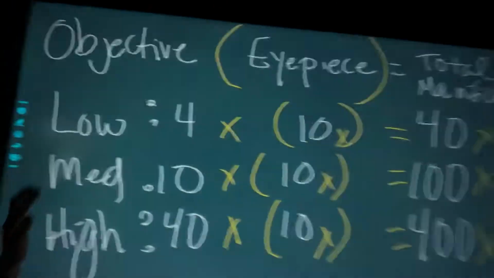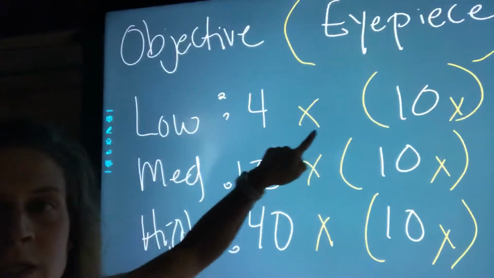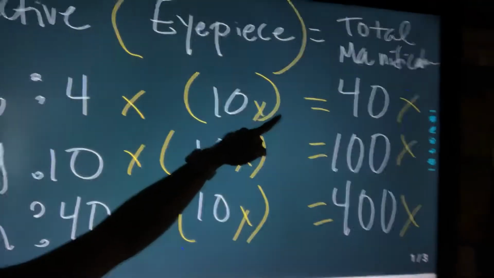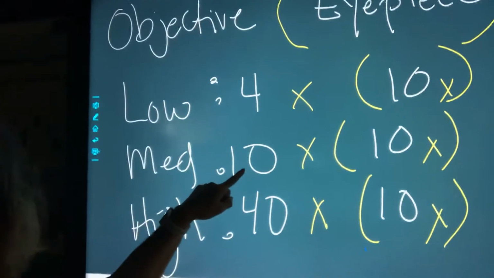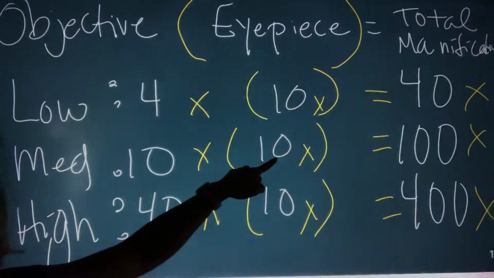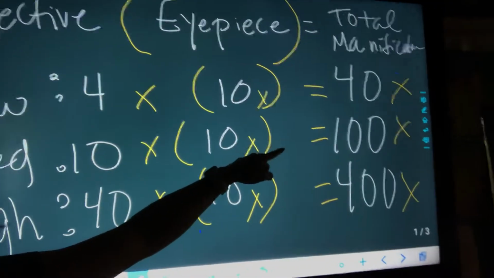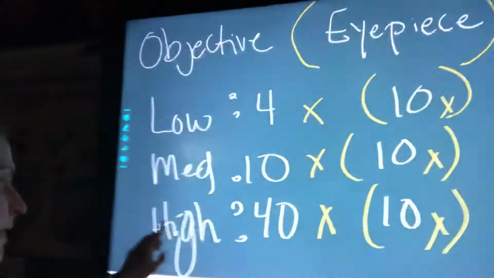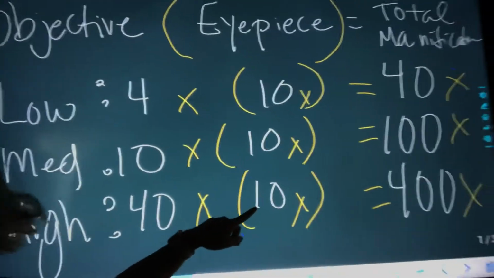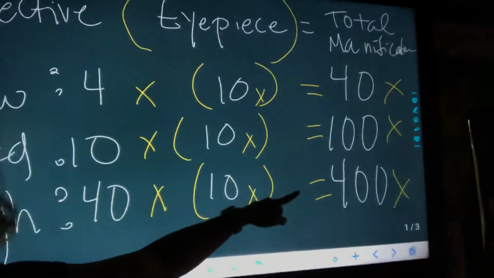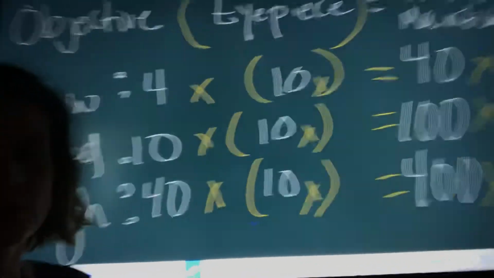So you multiply each objective lens by the eyepiece lens. For example, low power, as you can see here, is 4 times 10 to get a total magnification of 40. Medium power is 10 on the objective lens times 10 on the eyepiece you look through to get 100 times magnified. And then high power is 40 on the objective lens times the 10 on the eyepiece lens to get you a total magnification of 400.